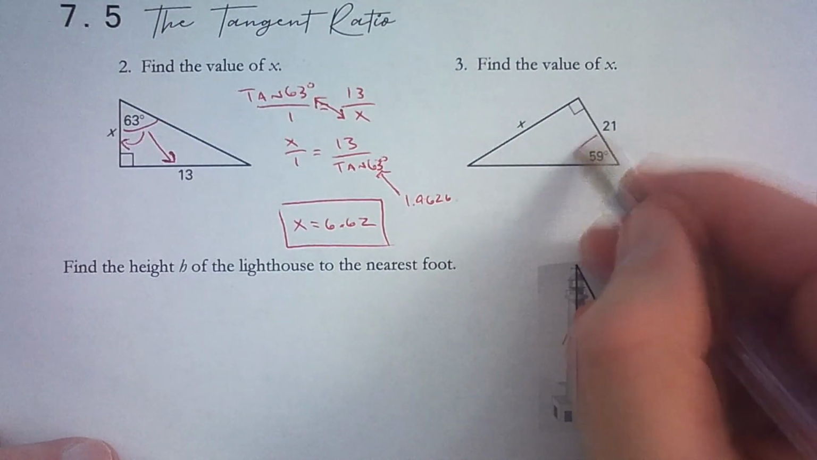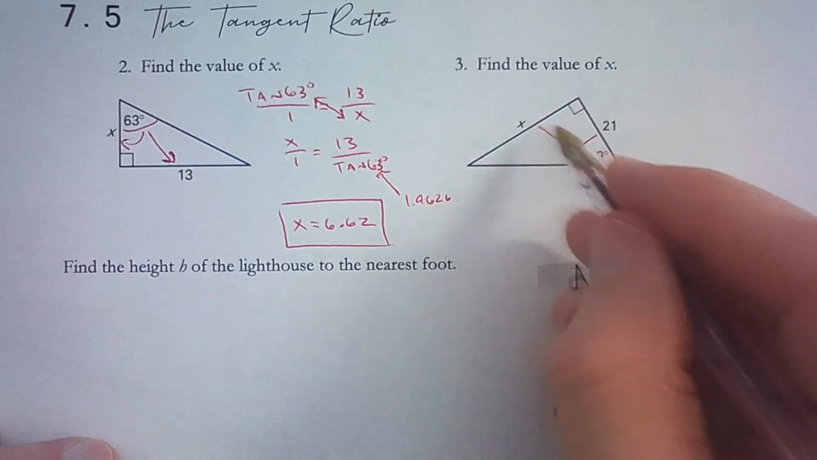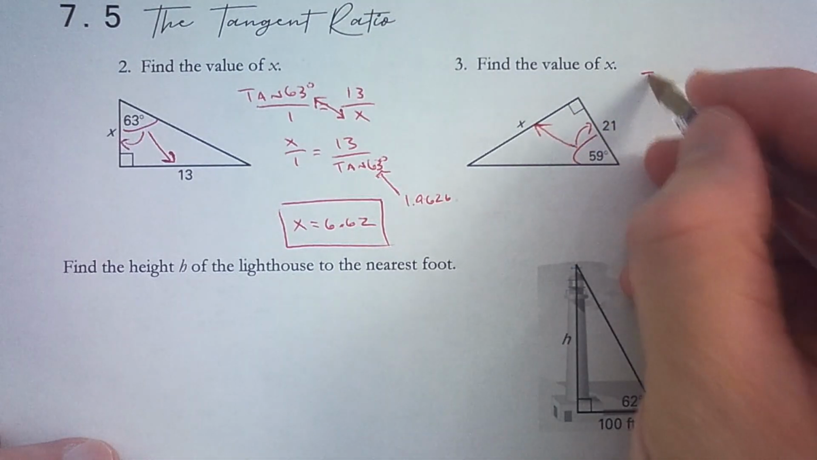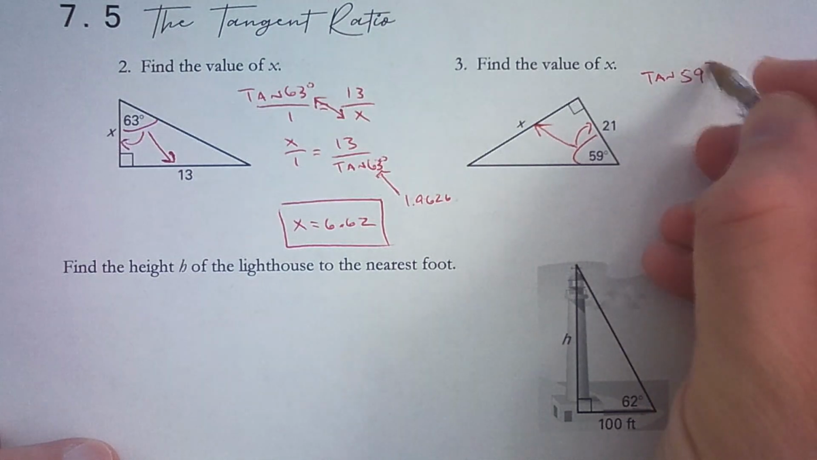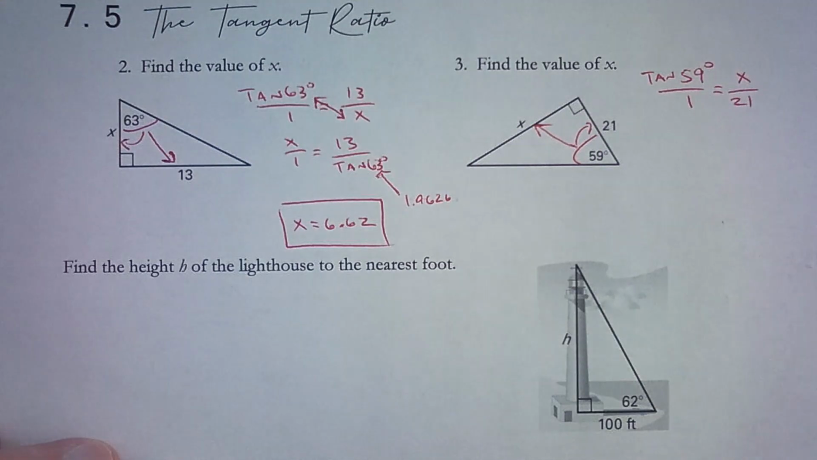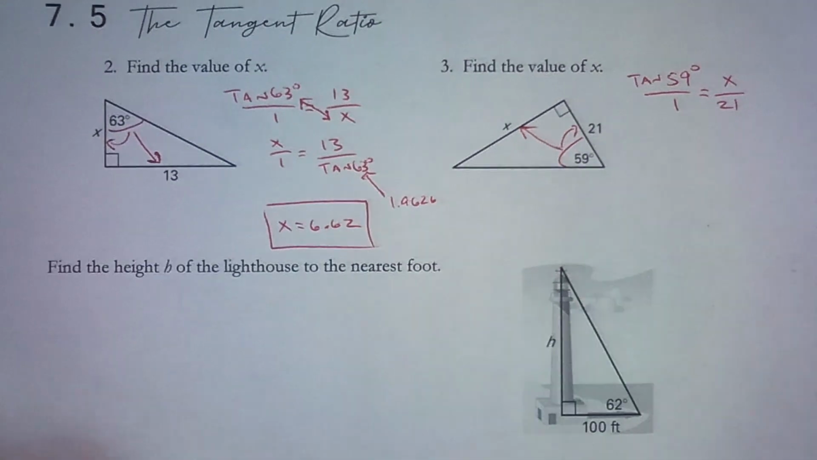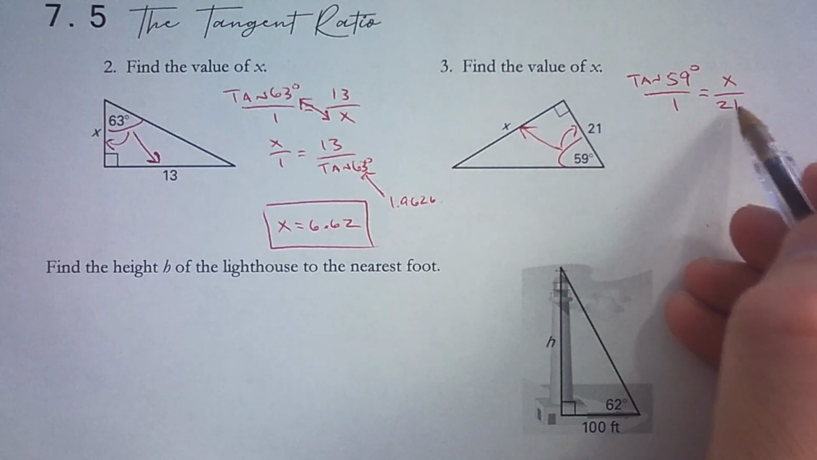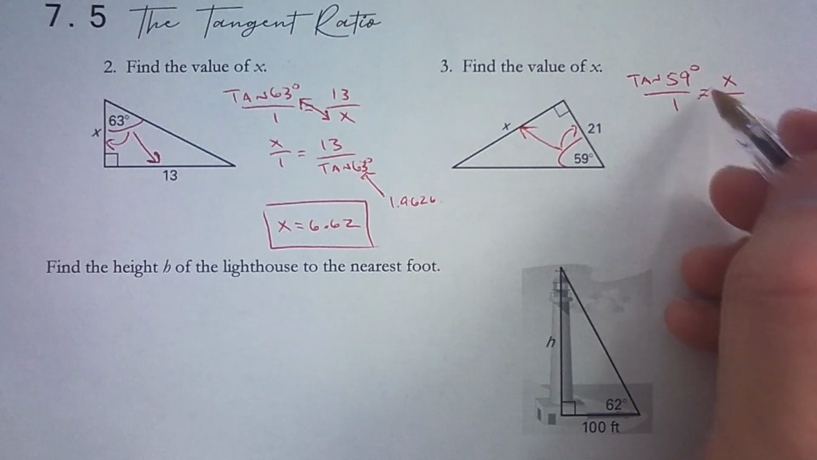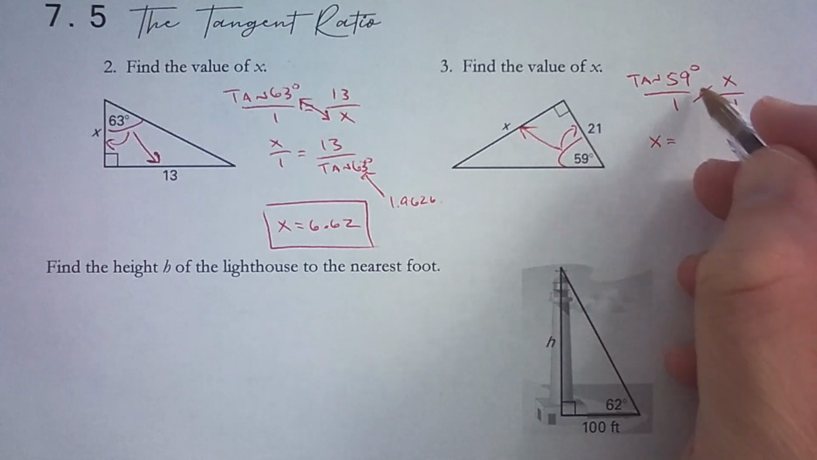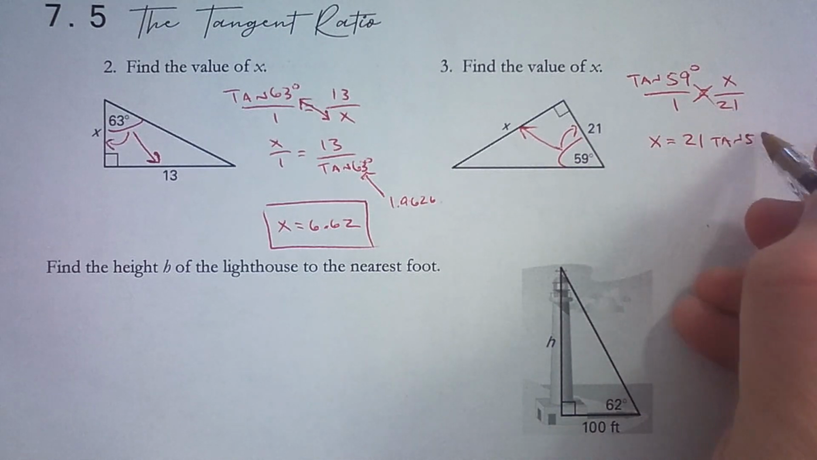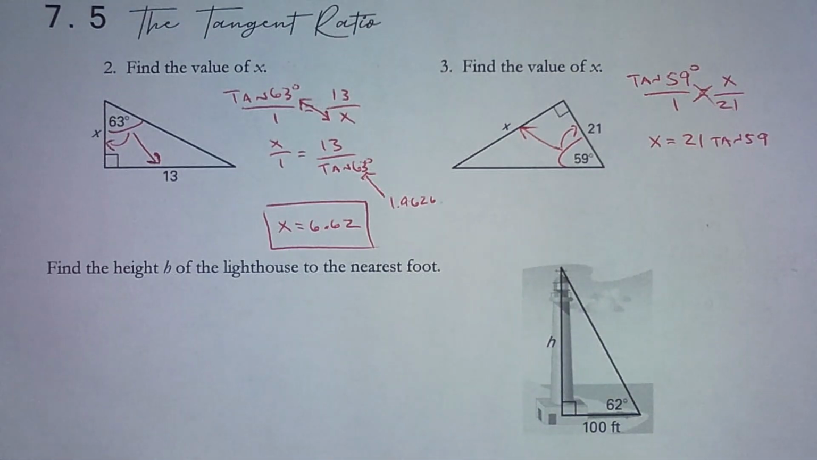Okay, and then one more. So here's my angle. Over here is the opposite leg, it's x, and the adjacent leg is 21. So tangent 59 degrees is to 1, as the opposite leg is to the adjacent leg. Now this time, I don't have x on the bottom, I have a number on the bottom. So this time I'm just going to do cross products. 1 times x is x, and then the other cross product is 21 times tangent 59.